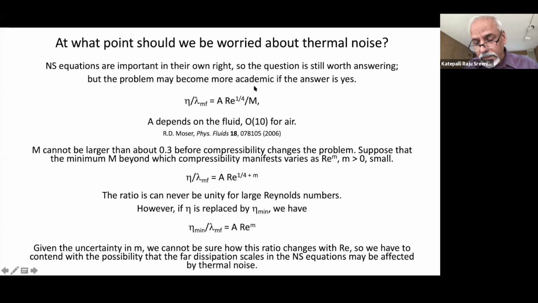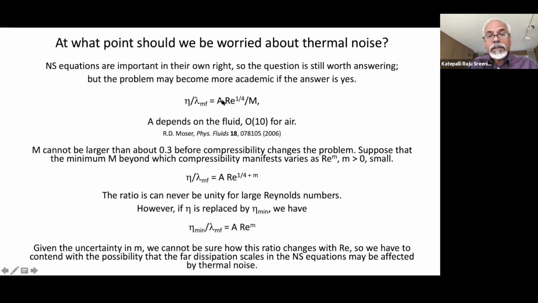This question was asked for the first time, I heard it in 1978 when I was at a conference. So I sat down and worked out this relation. That is, the Kolmogorov scale to the mean free path, which is an indication of when the thermal fluctuations become important, can be written down as Reynolds number to the power quarter divided by the Mach number, which is the ratio of the flow velocity to the speed of sound. And I was happy to see that this issue was addressed in 2006 by Bob Moser, who got the same result.